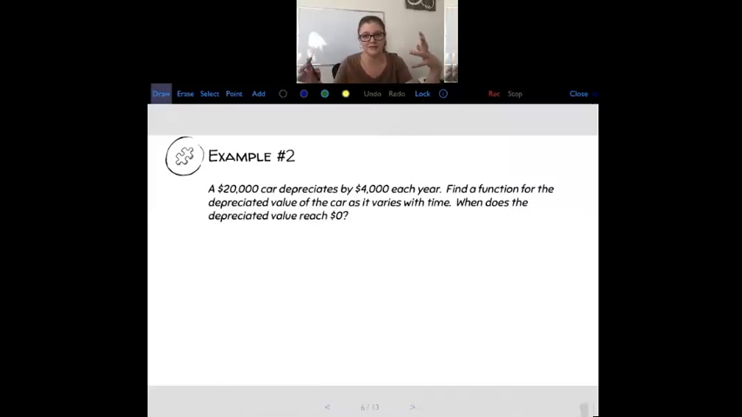So no matter what type of learner you are, hopefully one of these 3 ways will help you understand what's happening here. Okay, so our starting value is $20,000. So let's say you buy a car January 1, it's $20,000, and by the end of that year, it depreciates $4,000, which means it loses value. So depreciation means it loses value. So that's a negative rate of change.